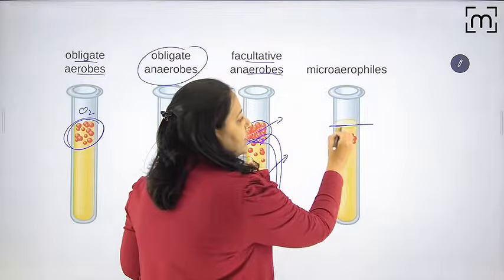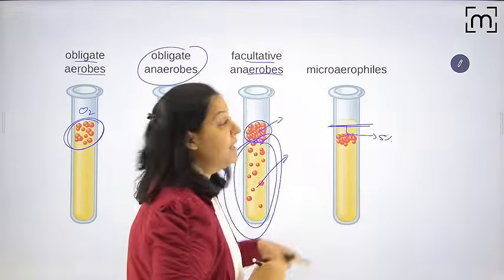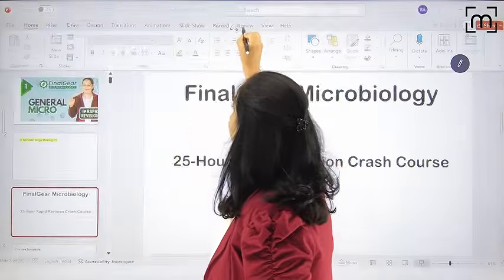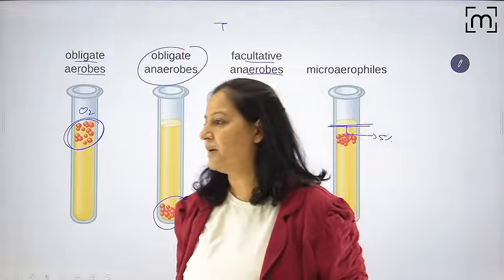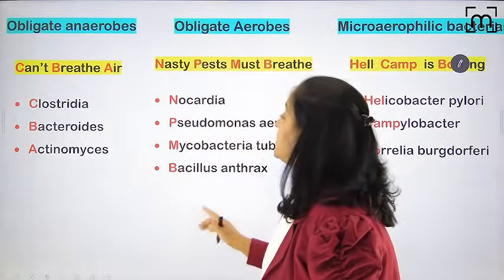These ones are not growing at the top, but a little bit below the top, where the oxygen concentration is 5 to 10%. So these are microaerophilic. You get image-based questions of the thioglycolate broth. Based on thioglycolate broth, we can differentiate them. Got it? Yes or no? So this is the list.